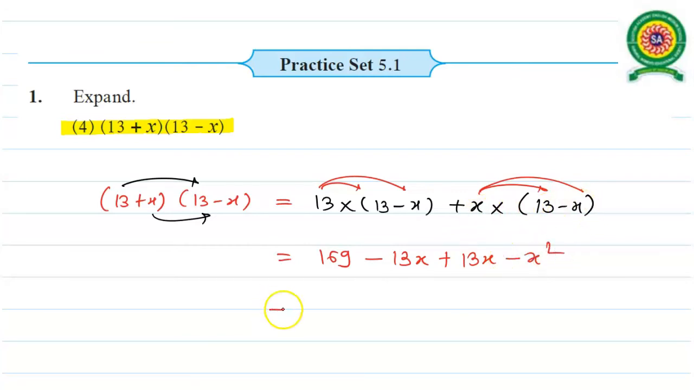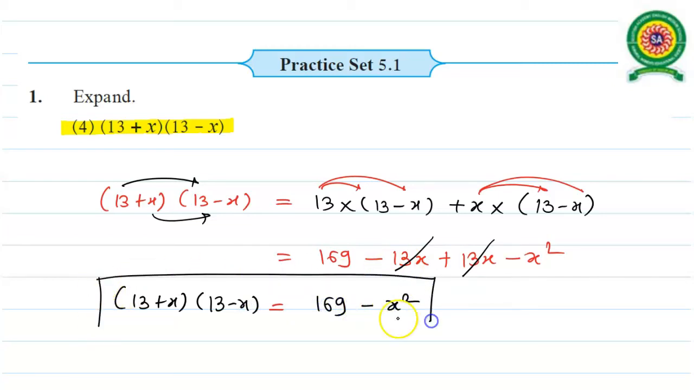After simplifying, minus 13x plus 13x gets cancelled, or gives us 0x, which ultimately means 0. The better way is to cancel them instead of writing the 0. So (13 + x)(13 - x) gives us 169 minus x square.